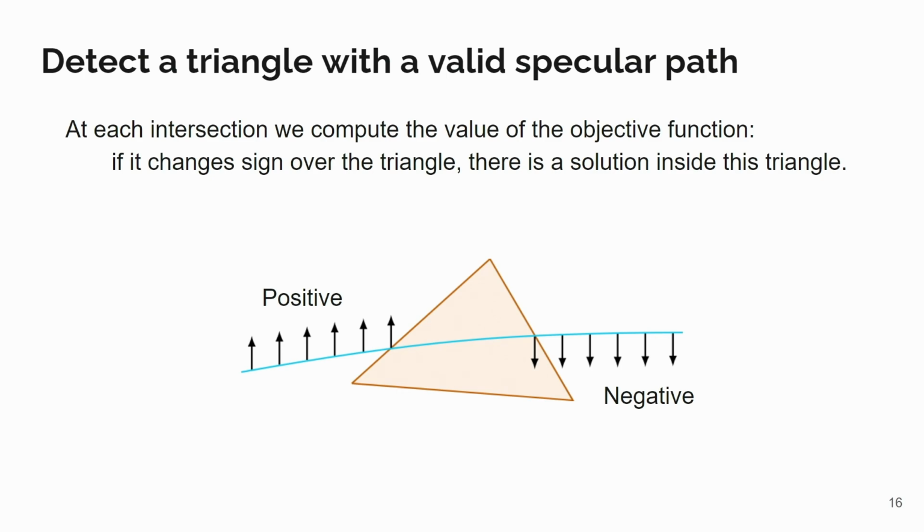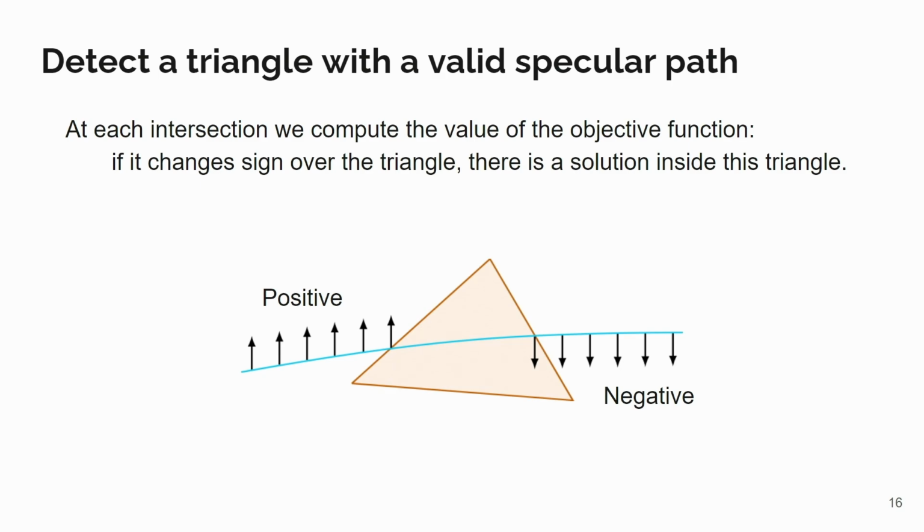So how do we know that this triangle has a solution? Our objective function actually gives us a sign. If we are on one side of the solution, it's going to be positive. If we are on the other side of the solution, it's going to be negative. So it's really easy: at each intersection we compute the values of the objective function. If we have a change of signs between them, we know that this triangle has a solution. If they are the same, we continue walking.